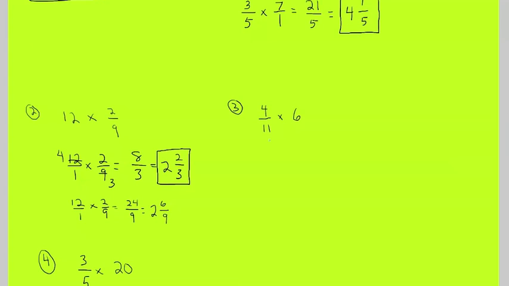Move along to number 3. We have 4/11 times 6. Again, let's rewrite this as 4 over 11 times 6 over 1, because 6 is the same thing as 6 over 1. We can't cross-simplify here, so let's just multiply it straight across. 4 times 6 is 24, and 11 times 1 is 11. So that's an improper fraction. 11 goes into 24 2 whole times, because 2 times 11 is 22. There are 2 left over, and 11 stays my denominator. So 4/11 times 6 is going to give us 2 and 2/11.